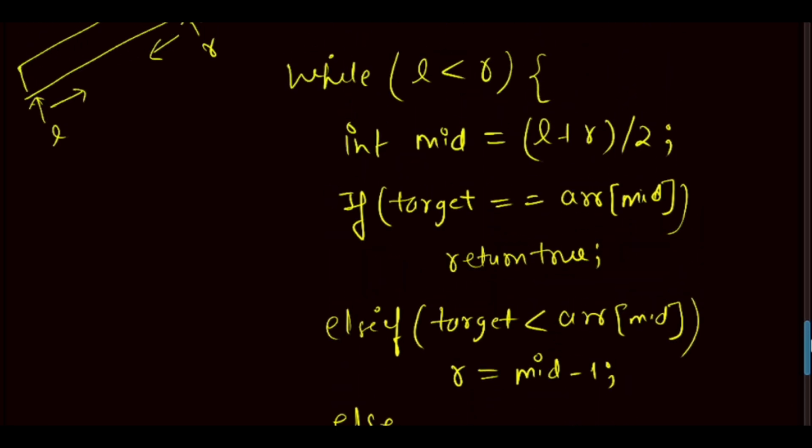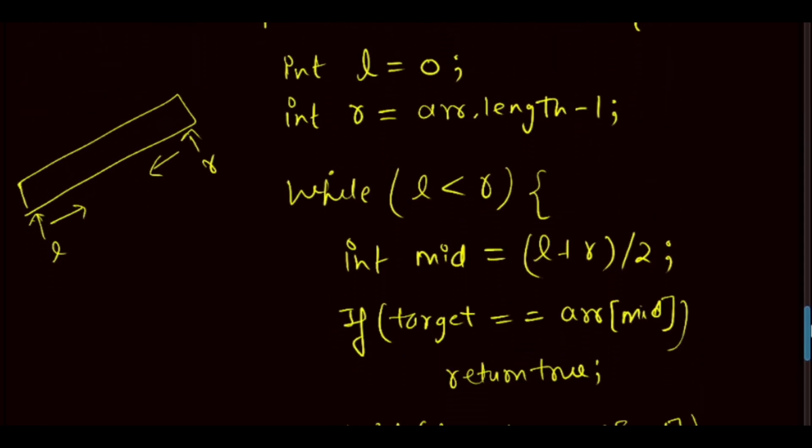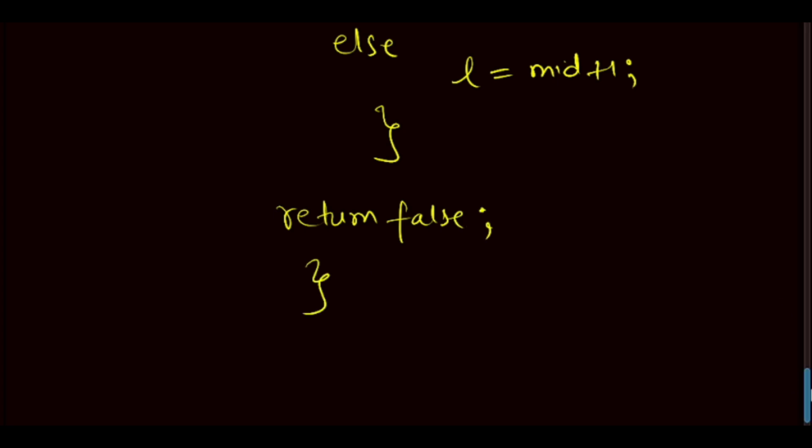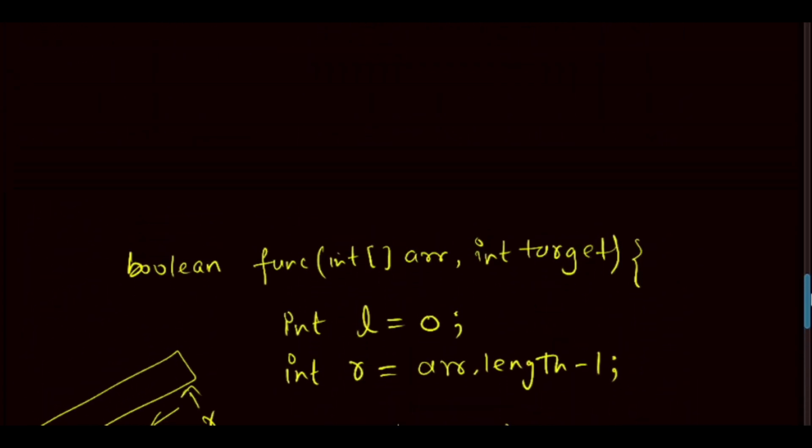And if in this whole process the loop finishes and you haven't found your element, you need to return false, and it means that the target is not there in your array. So this is the binary search algorithm.